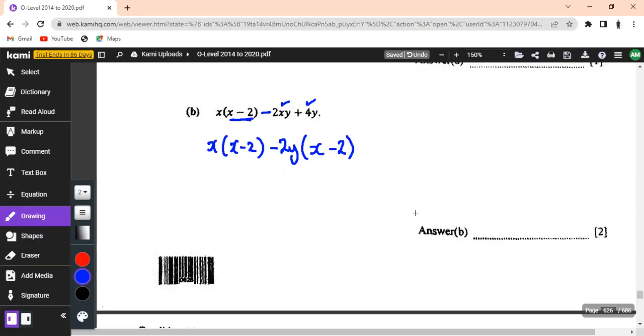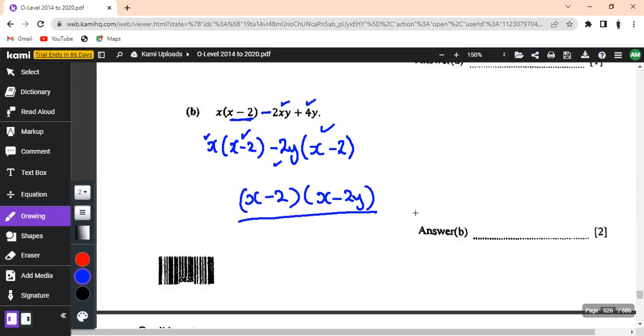So as you can see, guys, these brackets are the same. So we just have to take one of this bracket, which is x minus 2. We factor it out, then we are left with x and minus 2y. So it's going to be x minus 2y into another bracket, just like that. Okay, so that was it, guys.